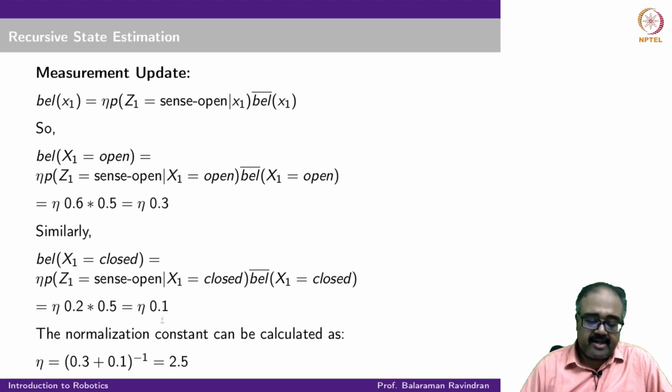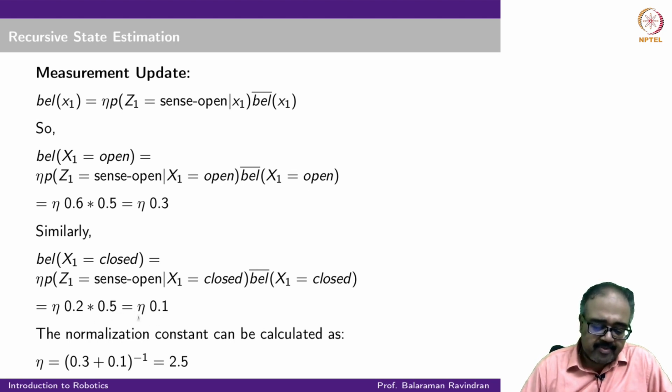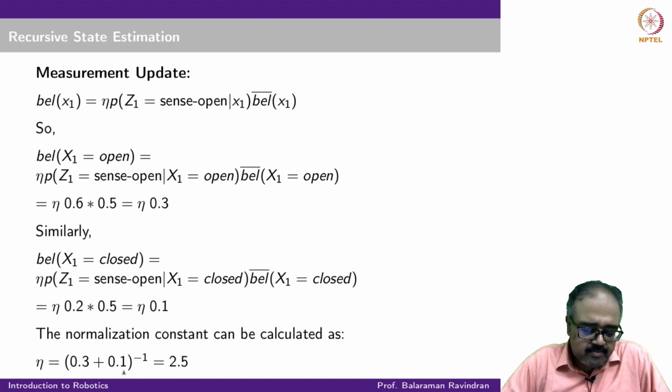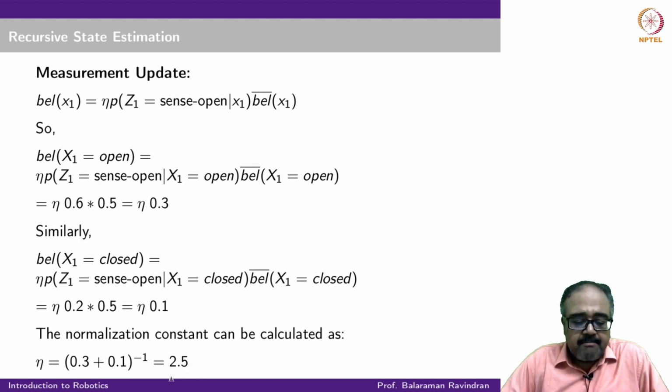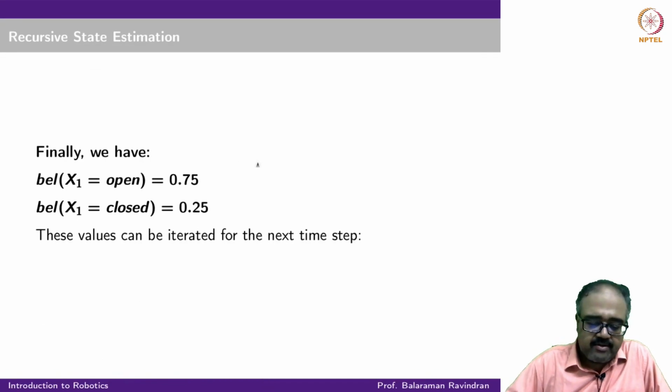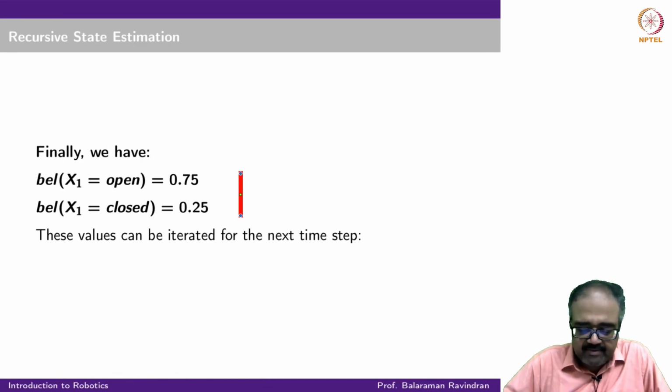So if I simplify this, I get 0.5 times 0.2 is 0.1 times eta. The normalization constant, if you remember, I said we'll add up all the numerators and divide by the sum of the numerators. So my eta is basically 0.3 plus 0.1 raised to the power of minus 1. That's basically 1 by 0.3 plus 0.1, so that's 2.5. So my final bell of x1 equal to open is 2.5 times 0.3, and the belief that x1 equal to closed is 2.5 times 0.1. So that's basically what we have here. Finally we have these two as our beliefs.